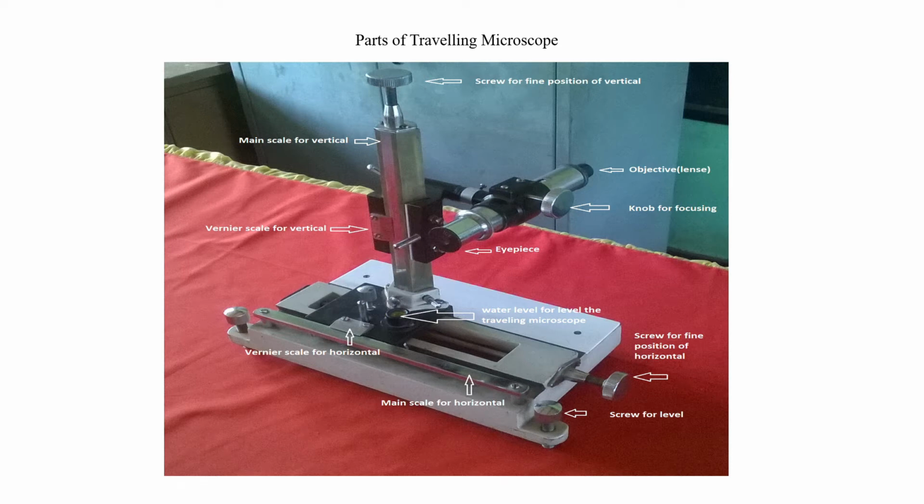The screw which is used for vertical is the screw for fine position of the vertical, which is shown, and on the other side, that is on the bottom, we have the screw for fine position of the horizontal scale.